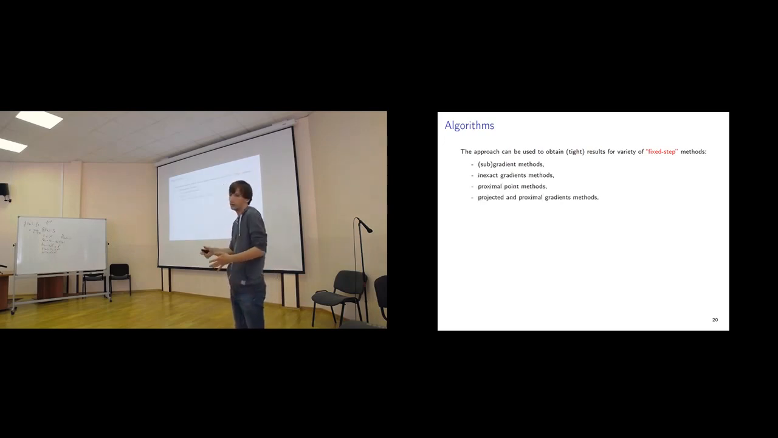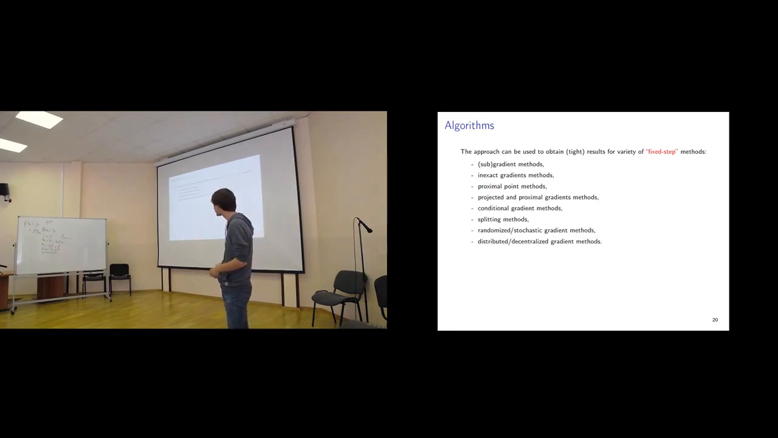Proximal methods, in fact, just correspond to implicit gradients. So it's again the exact same procedure. You just have to write the algorithm a bit differently, but it works. Also, conditional gradients, also known as Frank-Wolfe, things like that, they all work.